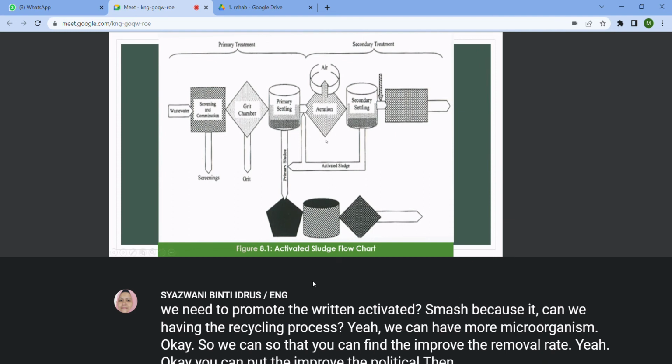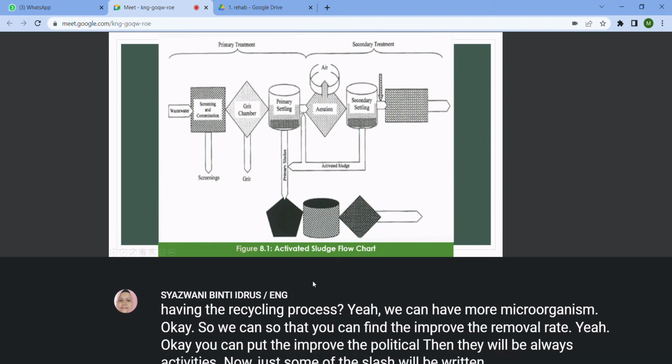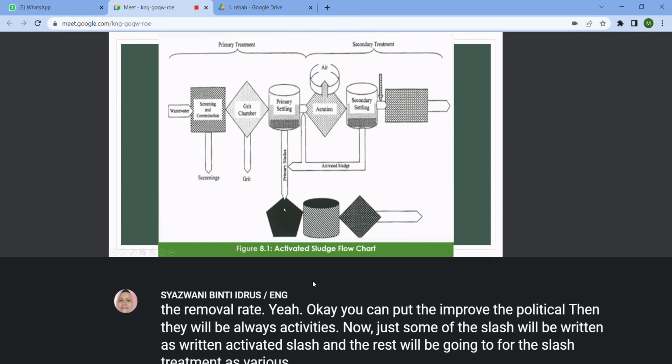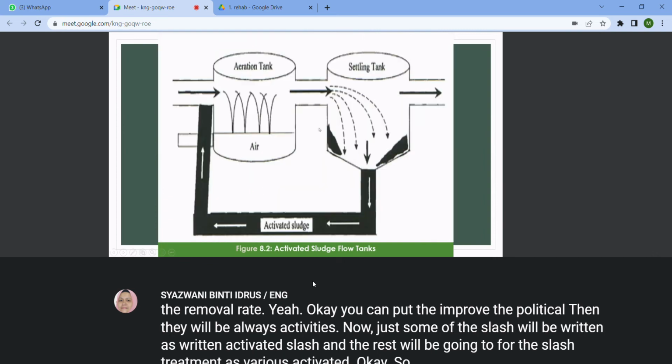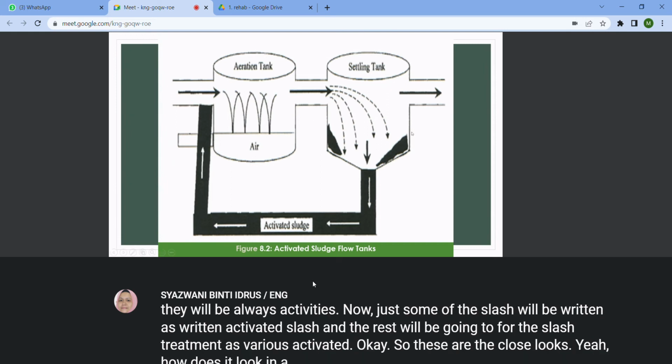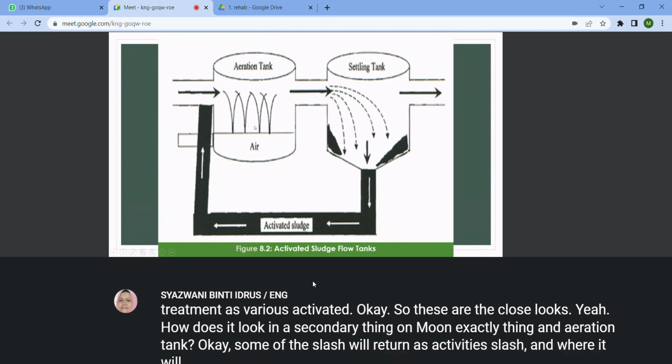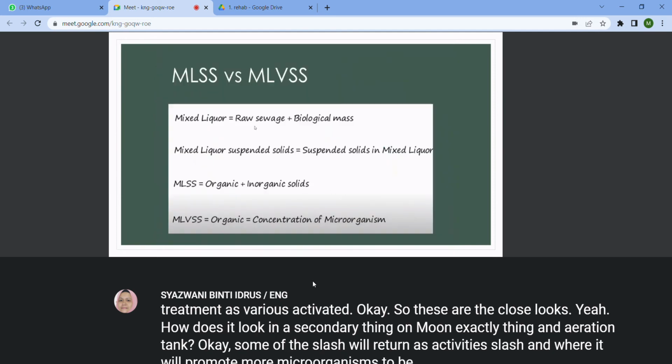Then there will be waste activated sludge. Some of the sludge will be returned as return activated sludge, and the rest will go to sludge treatment as waste activated sludge. So these are the closed loops. How does it look in a secondary tank, or settling tank, and aeration tank? Some of the sludge will return as activated sludge, where it will promote more microorganisms to be developed.